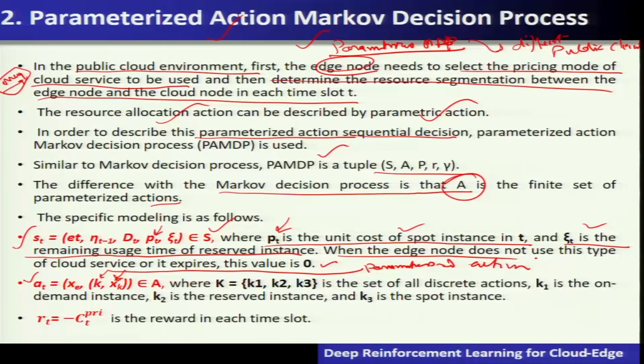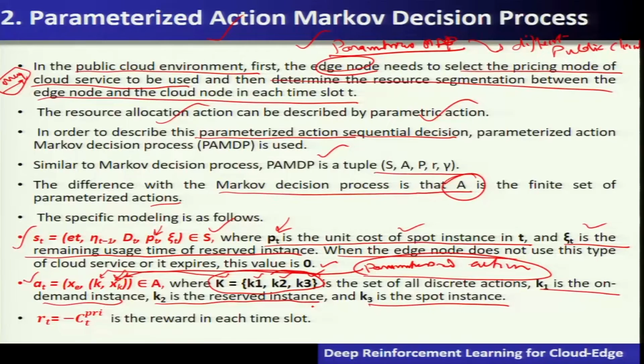Parameterized action in the sense that the edge node has to decide out of, let us say, 3 different types of cloud services, that is K, and this K is to be parameterized. Where K is K1, K2, K3, let us say K1 is an on demand instance, K2 is a reserved instance, and K3 is the spot instance. Therefore there are 3 types of parameters when it comes to the cloud resources, hence it is called parameterized action.